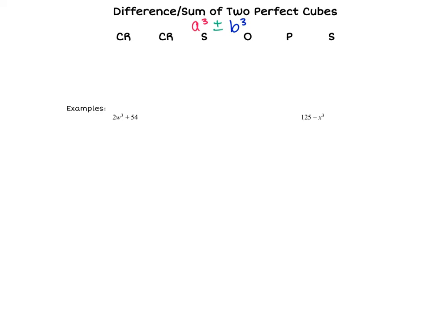So we have a little acronym we like to use to help us remember how to factor a difference or sum of two perfect cubes, and that is crummy, crummy, SOPs. The crummy helps us remember what to do for the first factor, and the SOPs helps us remember what to do for the second factor. So the first parentheses you get by cube rooting each of the terms. Now, in this parentheses, you're always going to keep the original sign between the two new terms.